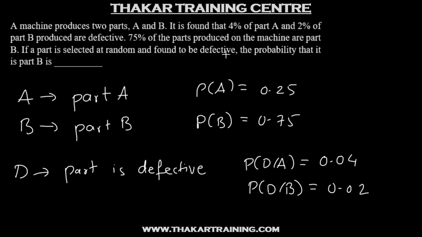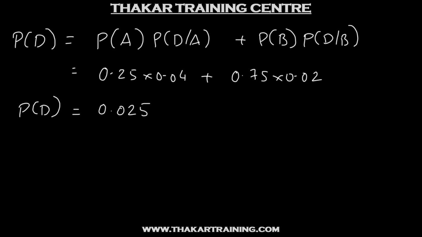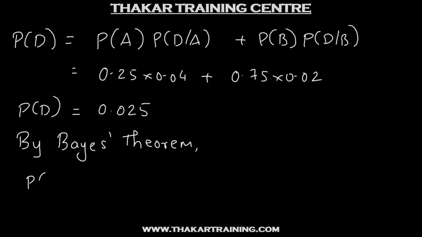Now the question asks, what is the probability that it is part B? So it says that the selected part is found to be defective. What is the probability that it is part B? So once again we'll apply Bayes theorem. Knowing that the drawn part is defective, the probability that it is part B will be given by this probability, P of B, knowing D has happened.